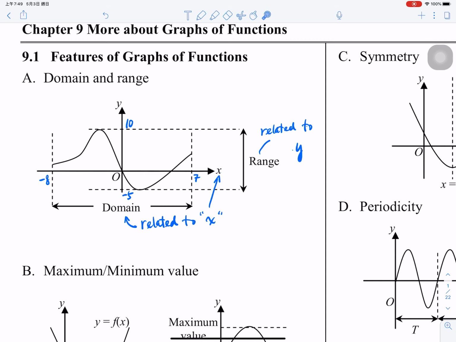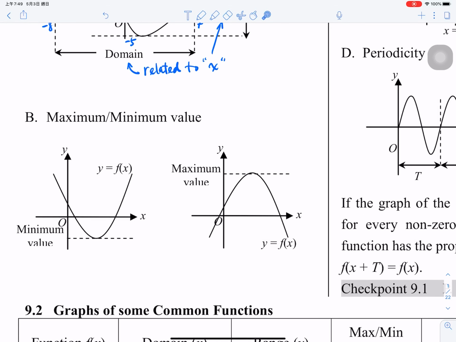Okay, now have a look at B. Maximum minimum value. Some graphs will have maximum minimum values, some graphs will not. And here about the quadratic equation, remember? This one, if it is k, then the minimum value equals k. And remember this one, quadratic equation for a greater than 0, right? Opens upward.